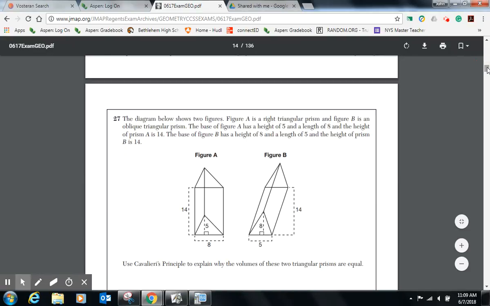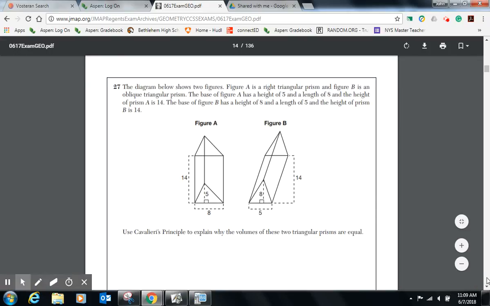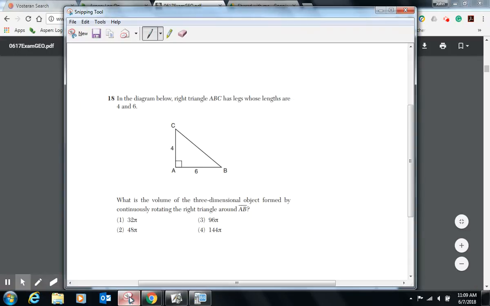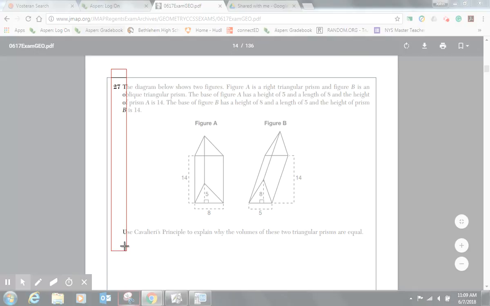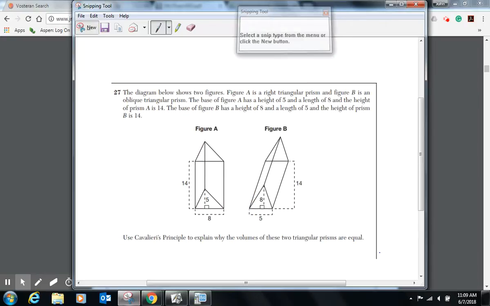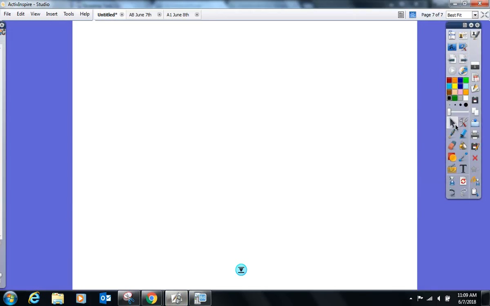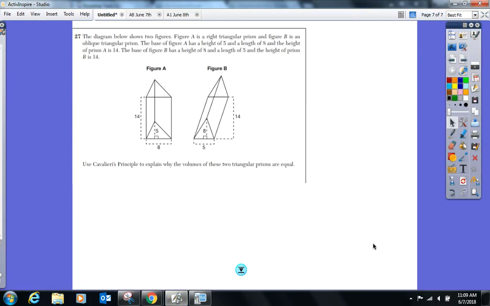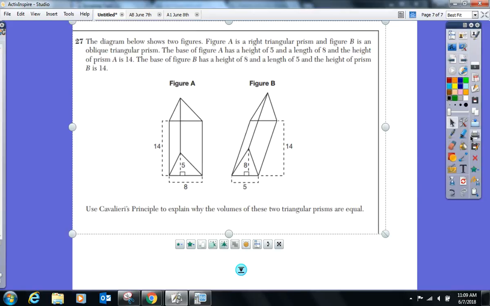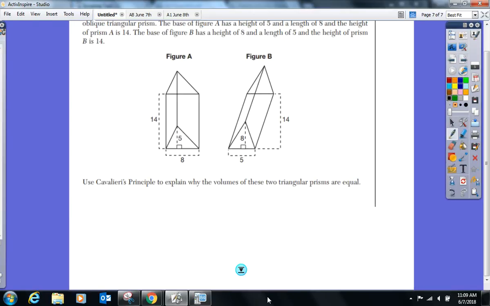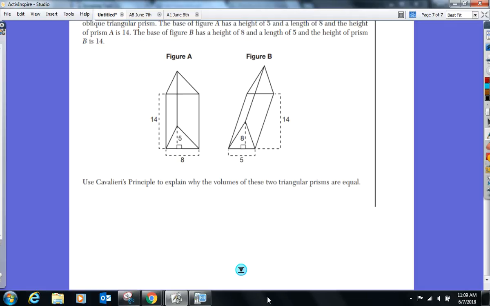This is the same exam the kids took last year. Every time I told you that story about Cavalieri's principle coming up, this was the problem. When did we ever do this? Oh, we did. Explain why the volumes are equal. A lot of kids found the volumes and that wasn't good enough. You had to explain using Cavalieri's principle.